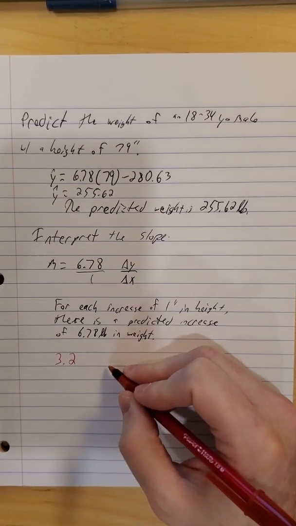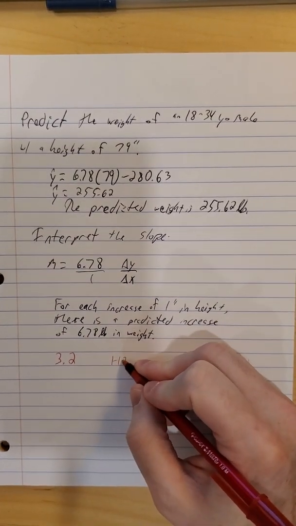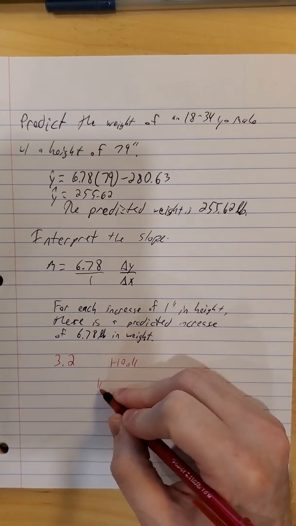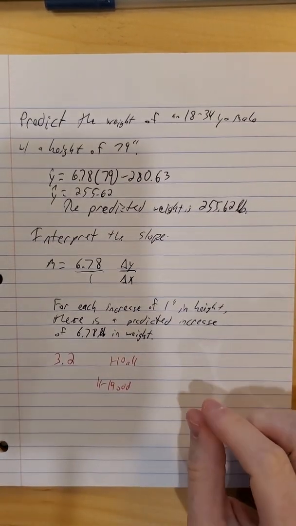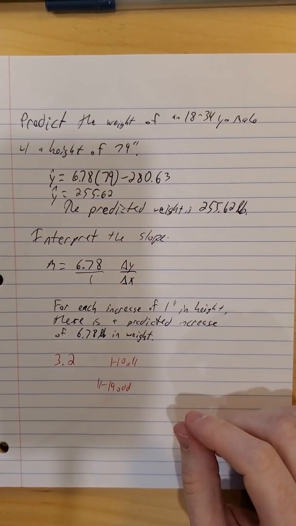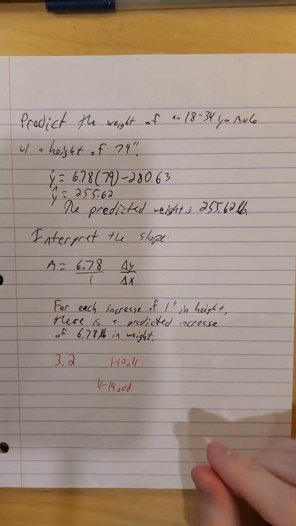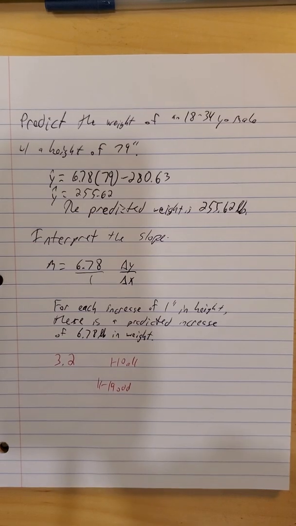All right, so that should be enough to get you through the 3.2 problem. So I would recommend 1 through 10 all, 11 through 19 on the odds. And I'll try to make some equivalent ones in the MyMathLab for those of you trying it that way. If you have questions, get in touch with me.